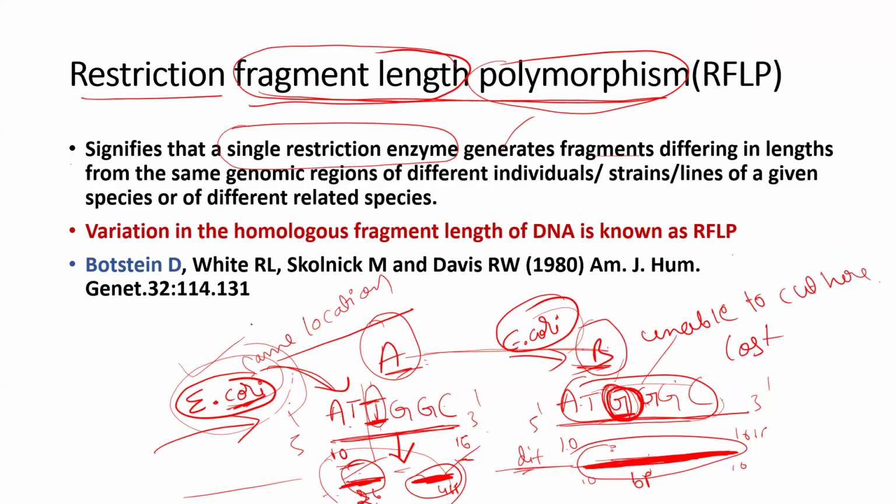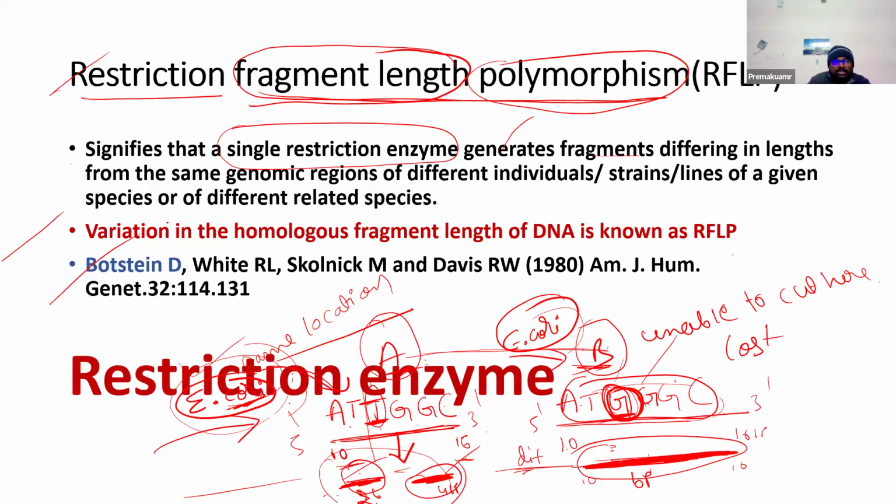This itself is called restriction fragment length polymorphism, discovered by Botstein. How can we exploit it? What is restriction enzyme? Again, a question. I think many of you know what is restriction enzyme. Restriction endonuclease. How many types are present? Type 1, type 2, type 3. Only type 2 is used in the biotechnological experiments. Type 1, type 3 cannot be used.